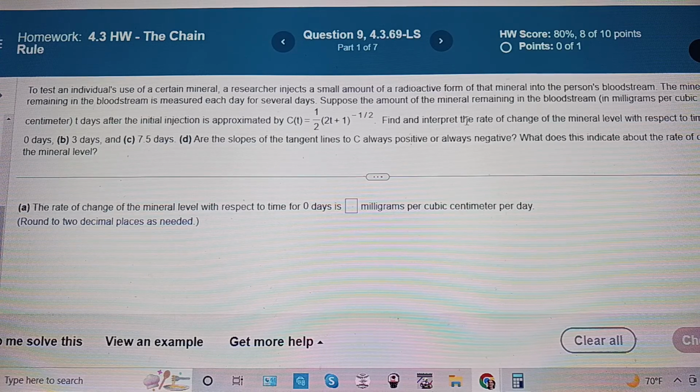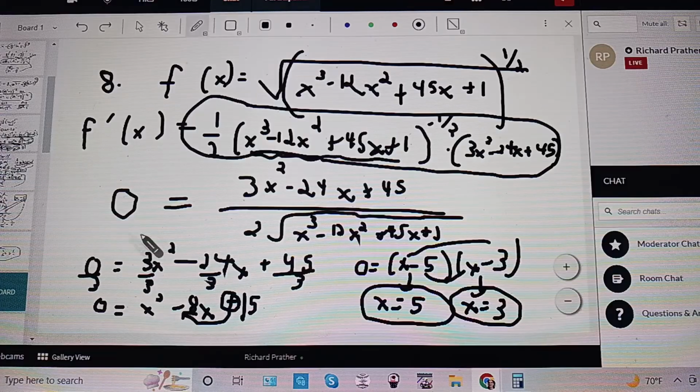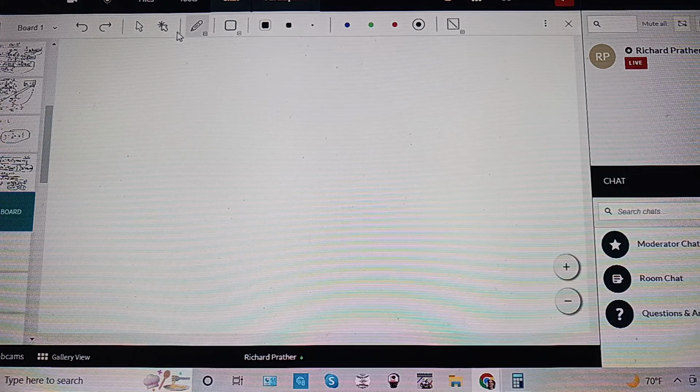Slope of a tangent line or rate of change. Those are two key phrases to say find the derivative. And then we're going to do it for 0 days, 3 days, 7.5 days. Okay. So clearly the first thing we need to do is get a derivative, and probably the chain rule is going to come into play because this problem's in the chain rule section.